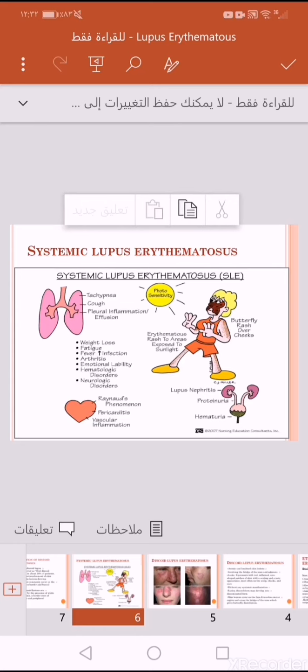Kidney effect causes kidney inflammation and inflammation of the urinary system. The heart will be affected also. Tachypnea, cough, pleural inflammation. The heart and the lungs, and other general symptoms such as weight loss, fatigue, feverish, arthritis, emotional lability, hematologic disorders, and neurologic disorders.